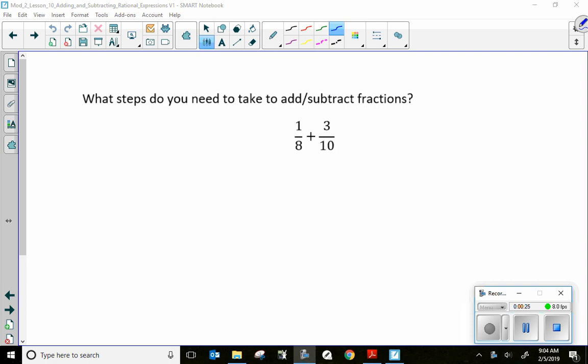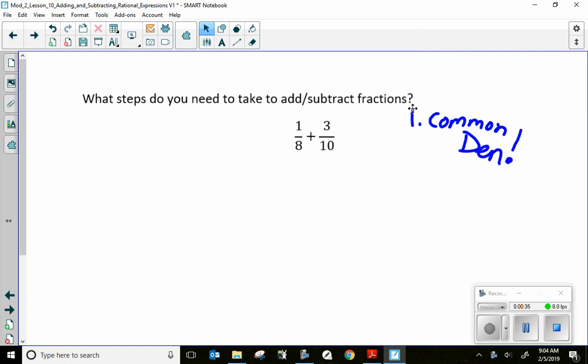Well, first thing, and this one everybody always gets, you need common denominators. Okay, I'm going to make that an exclamation point. I'm tired. But we're going to get through this, kids. You need a common denominator. Okay, you absolutely need a common denominator.